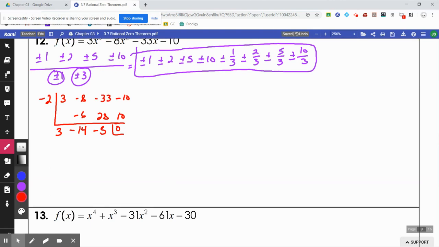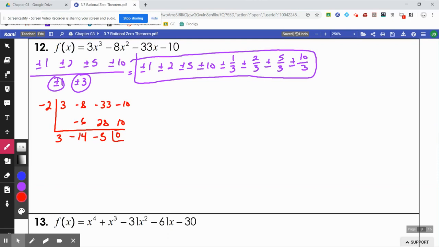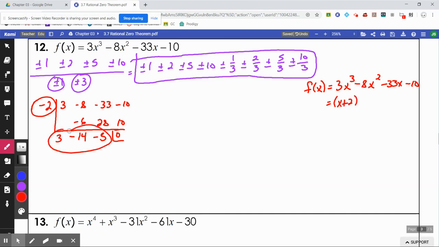So therefore, we're going to break down our original function. And since we just divided by negative 2, that means that x plus 2 is a factor, and we got this, 3x squared minus 14x minus 5. Now again, we're going to use the slip and slide method on this part. Let me change colors. So that's now x squared minus 14x minus 15.